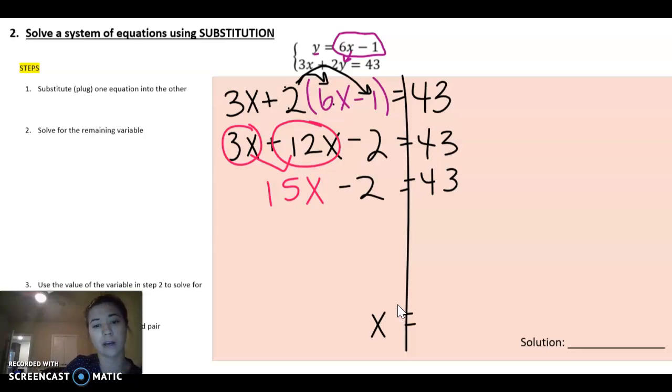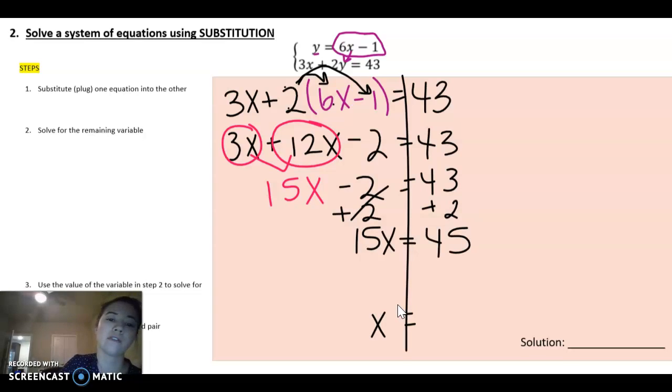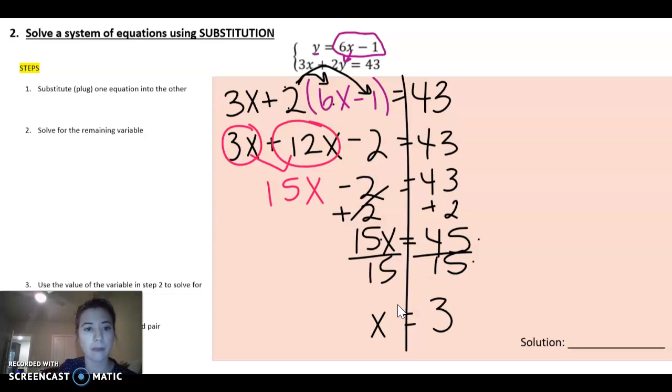Okay, so we have 15x minus 2. Remember, we get rid of addition and subtraction first. So we're going to add 2 to both sides. And we get 15x equals 45. We have 15 times x. We get rid of a times by divide. And then 45 divided by 15 is 3.